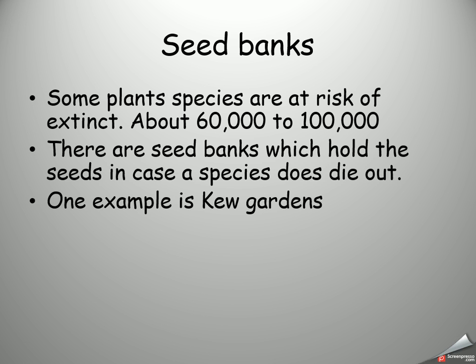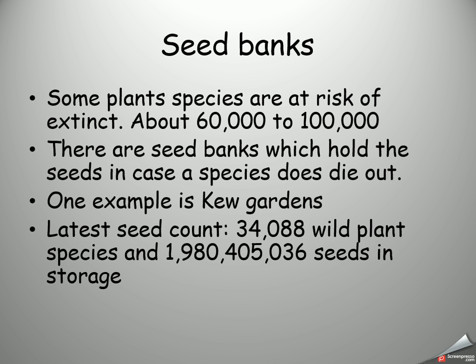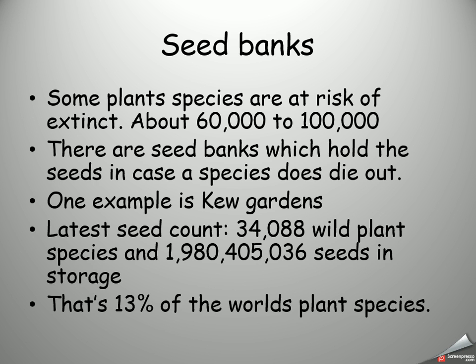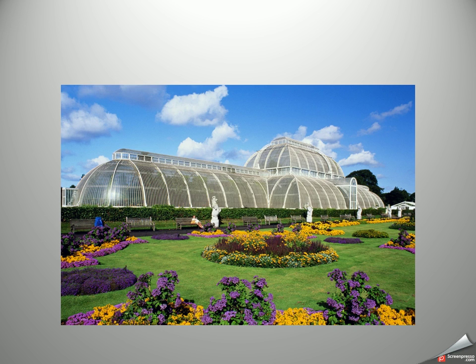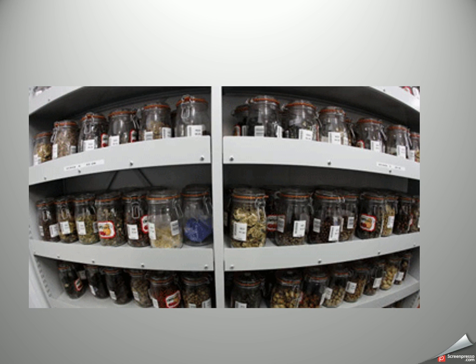Okay, and one example is Kew Gardens. Their latest seed count when I made this PowerPoint, which was a while ago, so these numbers are probably higher. At the moment they've got 34,000 wild plant species, and almost 2 billion seeds in storage as well. That's 13% of the world's plant species. That still isn't that much, and that's Kew Gardens right there, and that's the seed bank.